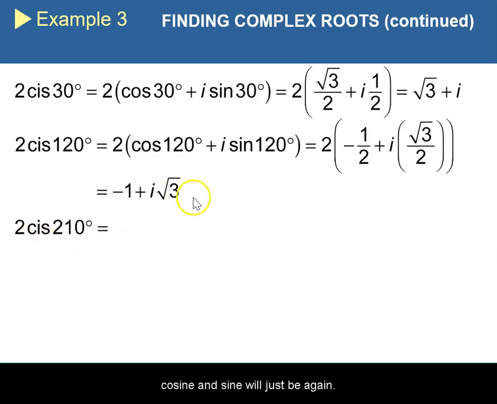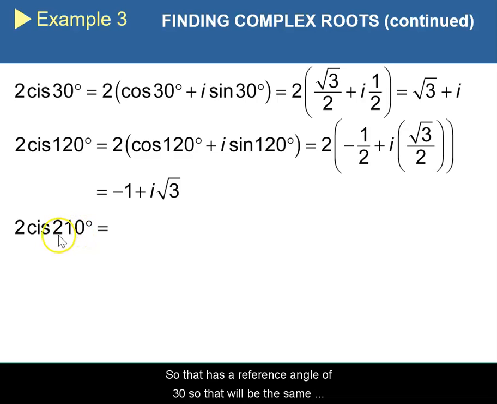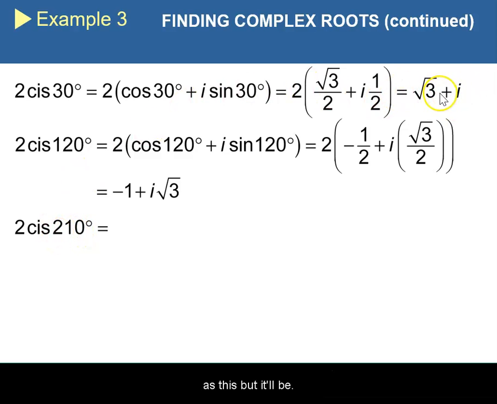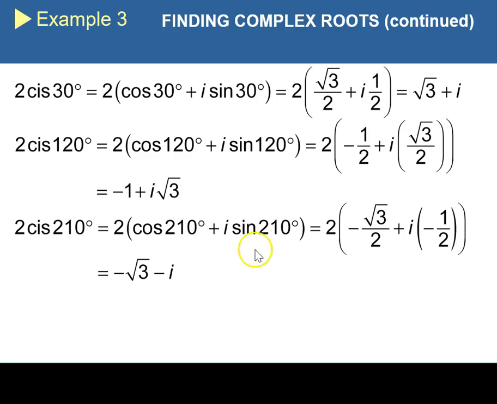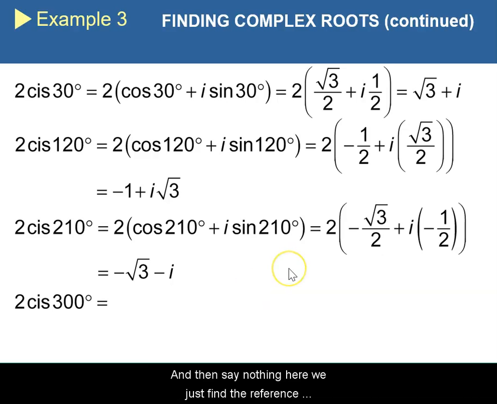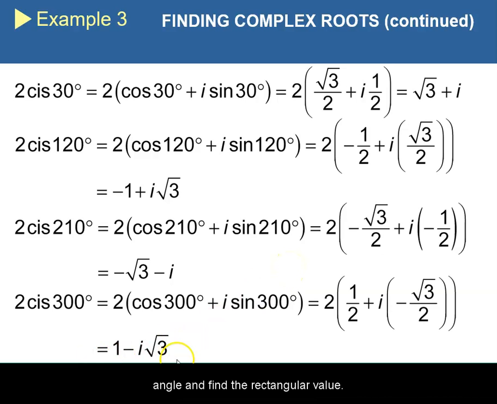So that swaps it around a little bit. For the next one, 2 cosine plus i sine, that has a reference angle of 30. So it will be the same as this, but negative root 3 plus i, and minus i as well, because it's in quadrant 3. And then same thing here, we just find the reference angle and find the rectangular values.